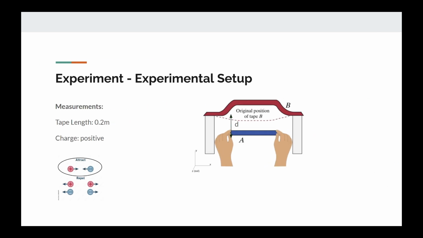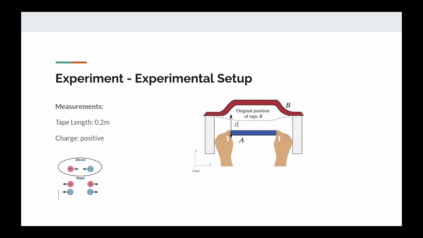In order to figure this out, we created the following setup. We created two posts that were connected by the piece of tape on the top, that was approximately 0.2 meters long. This tape was brought over a similarly sized tape that was suspended between two posts. The bottom tape was brought closer to the top tape until the top tape began lifting above its original position, and then the distance at this point was measured.